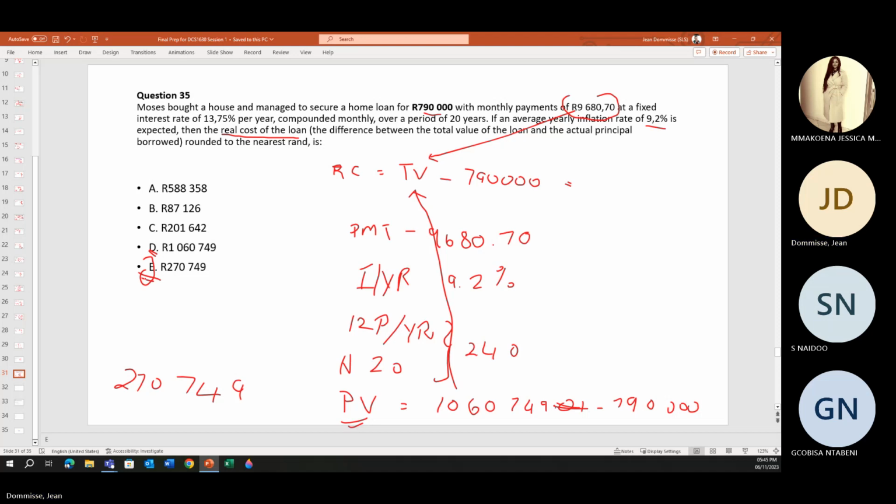So again, one must be careful that you don't stop at the present value, because it's easy to see an answer there. We need to go a step further and subtract the 790,000 to get to a final answer. Okay. But yeah, this is a repeat of a very similar question we did yesterday as well.